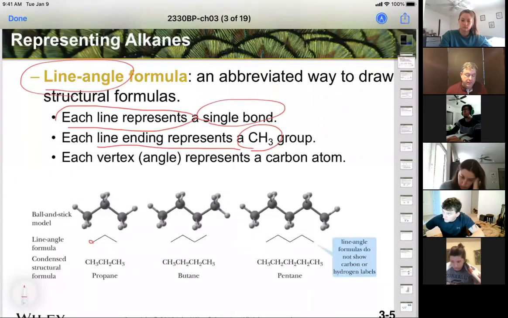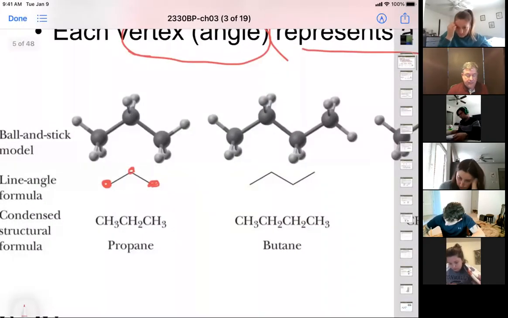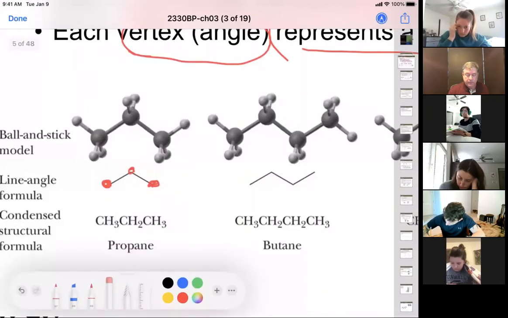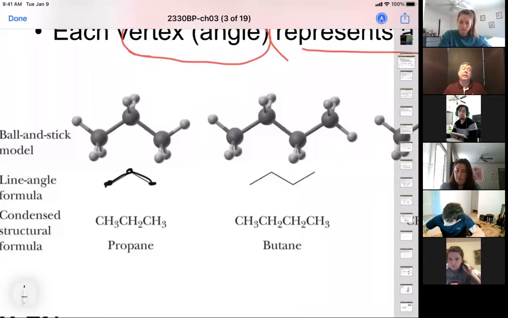Okay. And each line ending represents a CH3 group. So this end of the line would represent a CH3 group. This point would represent a carbon bonded to two other carbons, and that vertex represents another carbon atom. And then the end over here would be another carbon. So by taking this little structure here, our line structure is this right here. We have one carbon bonded to another carbon, bonded to another carbon, and we assume everything else is hydrogen unless explicitly said.